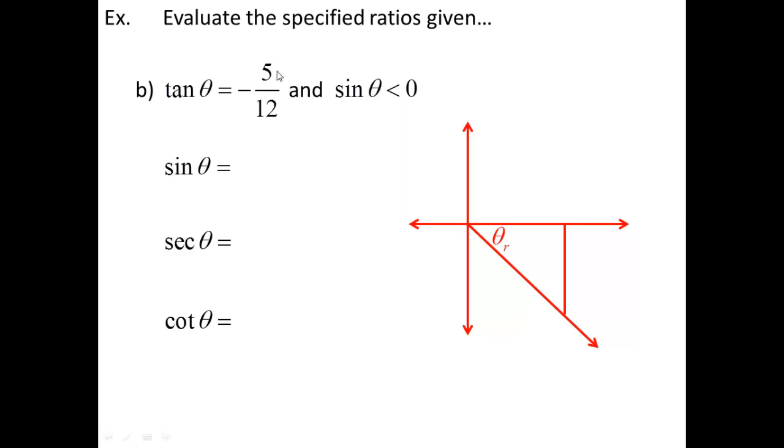We can build our triangle using the 5 over 12. But it's negative 5 over 12. So is it negative 5 over positive 12, or is it positive 5 over negative 12? Well, since I know I'm in the fourth quadrant, that answers my question. 5 is the y value, 12 is the x value. In the fourth quadrant, it's the y value that's negative. So it's the 5 that's negative, not the 12. So using my Pythagorean theorem, find the r, or of course 5, 12, 13, that's one of my Pythagorean triples, and set up my ratios. Sine would be negative 5 over 13, secant would be 13 over 12, cotangent would be 12 over negative 5.